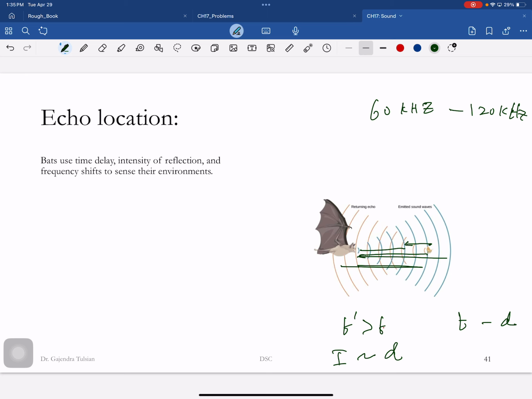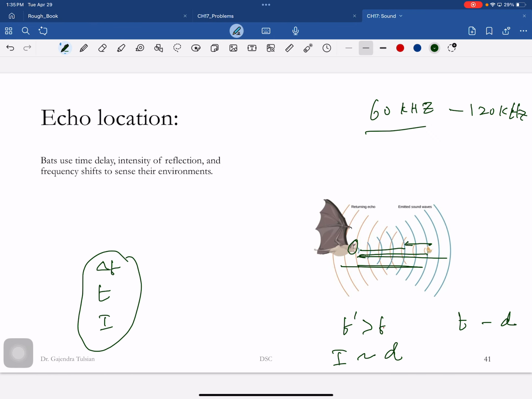Okay, so this little pea brain, the data it's getting is the difference in frequency. That tells you the velocity of the prey. The time delay tells you how far the prey is, or the object is, and the intensity tells you how large the object is. All that is processed very, very fast.